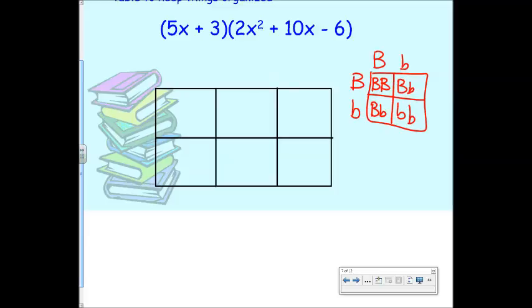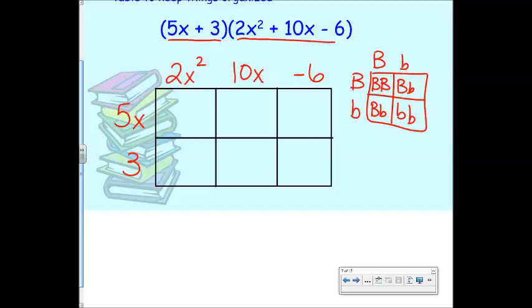Does anybody know where the binomial and the trinomial go on this box? Tri is up there, bi is on the bottom. Okay, so this would be 5x. This would be 3. What would this be? 2x to the second. This would be 10x. And this would be negative 6. Good. How come I only put the sign with that one? All the rest of them were positive, so the signs don't really matter that much. If it's a negative, you've got to put it.